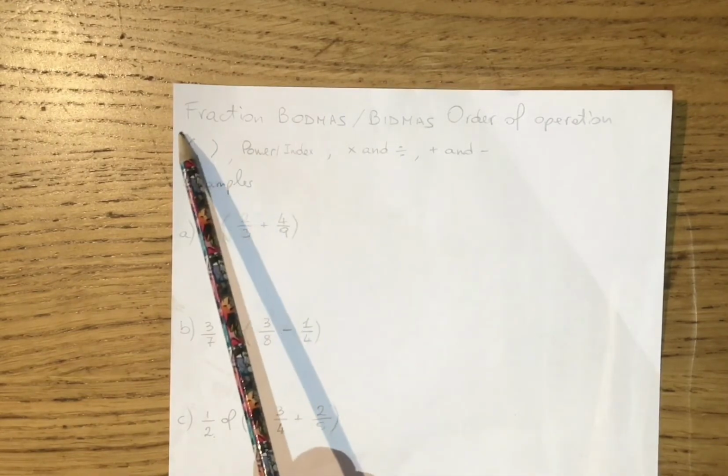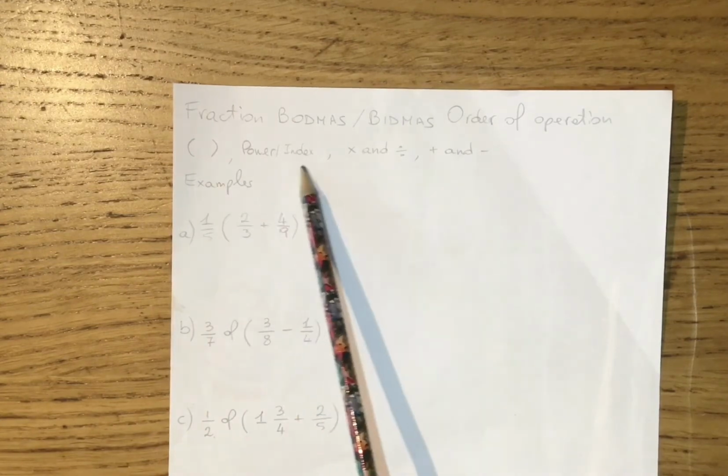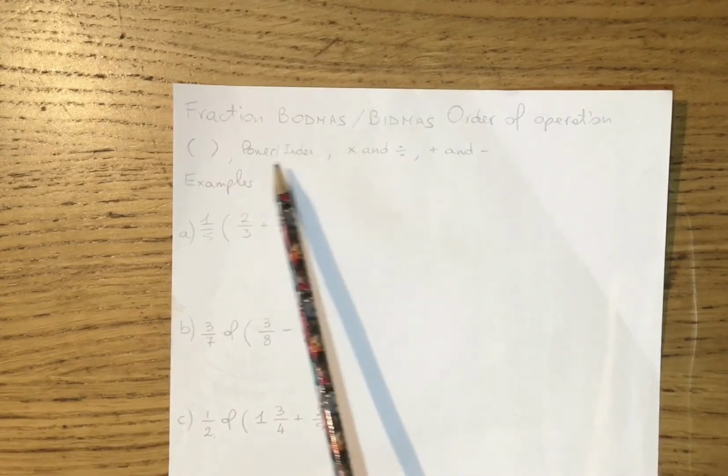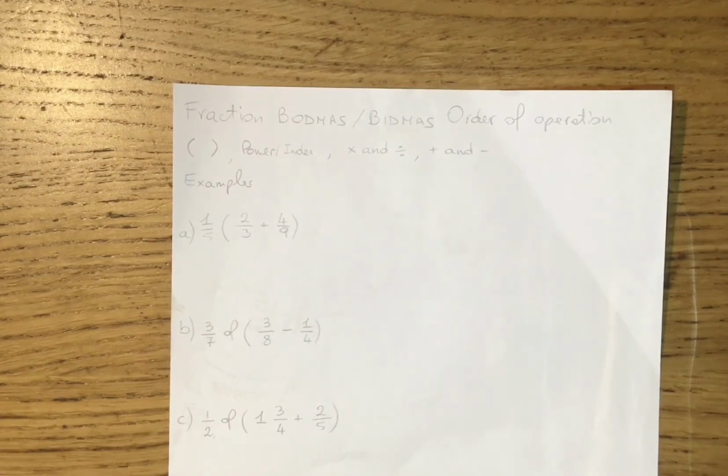First of all, we need to do brackets if there are brackets, whatever is inside the brackets first. And then we need to think about power or index. Then multiply and divide before adding and subtracting.